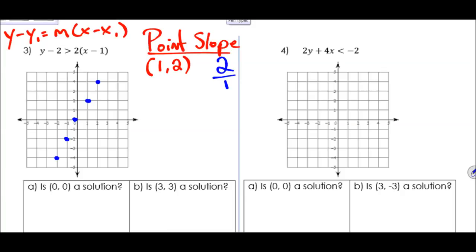And I want to now decide if that's a dotted line or a solid line. That's my first thing to decide. I see that it's just a greater than symbol. So that's going to be a dotted line. I'm going to make those dashes at that spot.